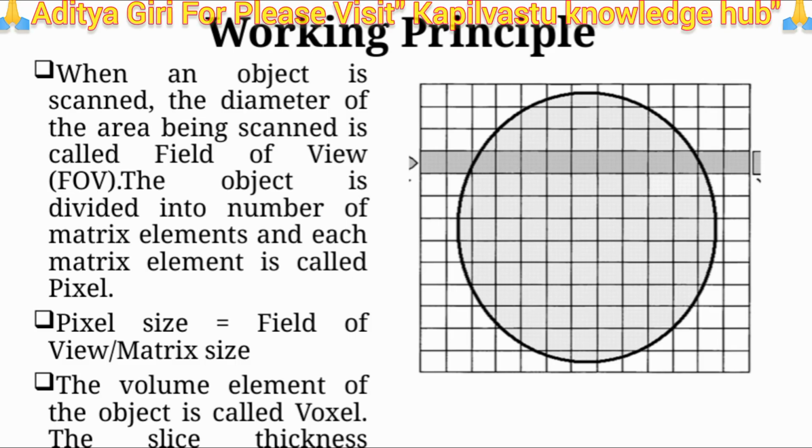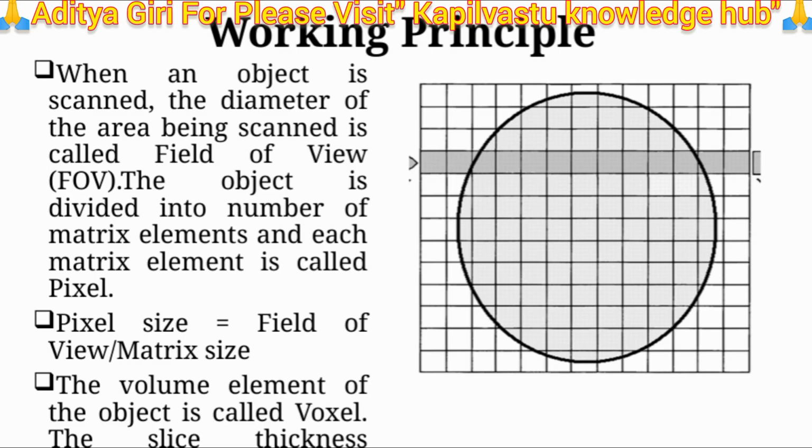An important relationship to remember here is that pixel size is determined by dividing the field of view by the matrix size. So, if your FOV is large or your matrix size is small, each pixel becomes bigger, and vice versa. This impacts the resolution and detail of the image we get.